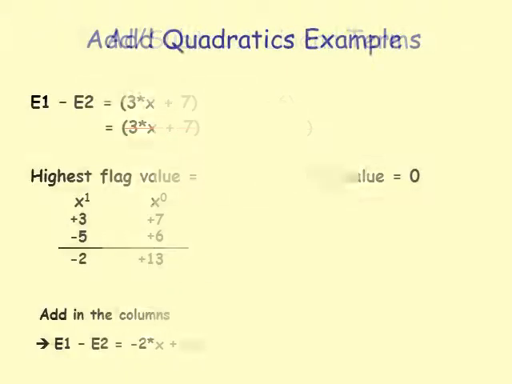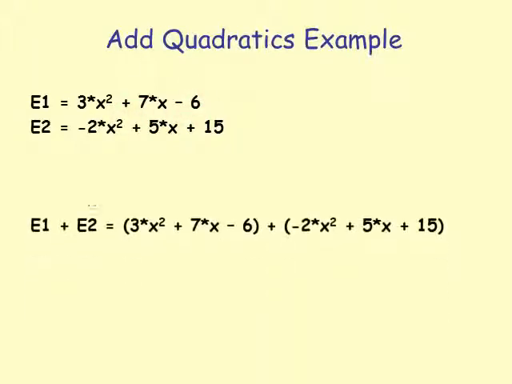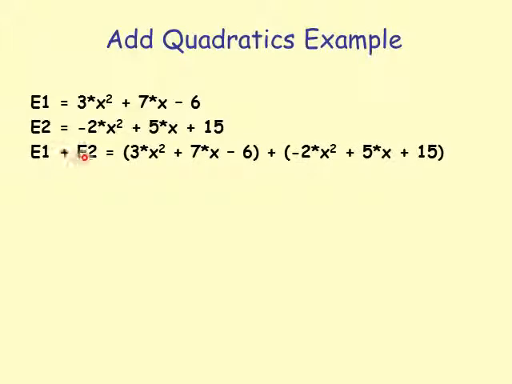Let's continue. Now we just did a linear expression. Now we would add quadratics. Quadratics means the highest power of a monomial in an expression is 2. So this here, E2 is minus 2x squared plus 5x plus 15. So 2 is the highest power and 0 is the lowest power of x. We're trying to add these together, E1 plus E2, and we just write down this expression here and plus this second expression here.